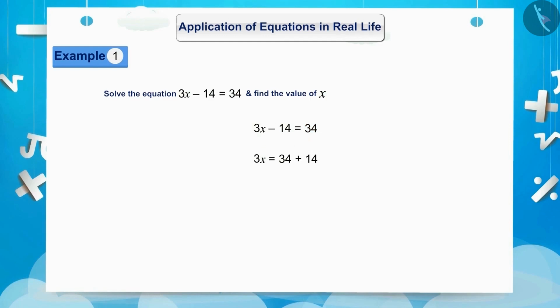34 plus 14 is equal to 48. So, we will get 3x is equal to 48. In the LHS, 3 is getting multiplied by x. So, in the RHS, 48 will be divided by 3. Therefore, x is equal to 48 divided by 3. 48 divided by 3 is equal to 16. Thus, x is equal to 16.